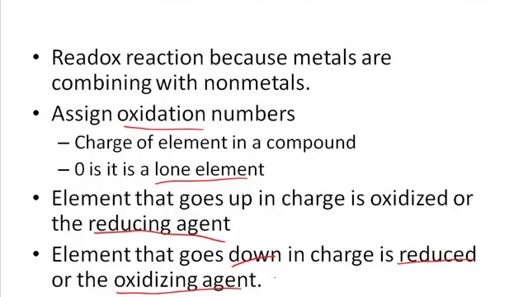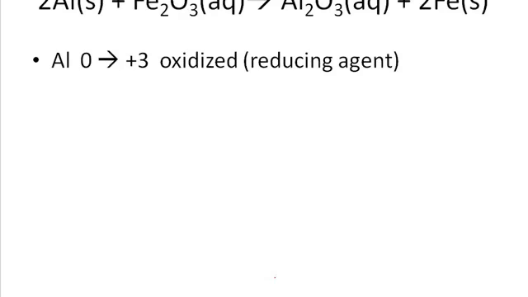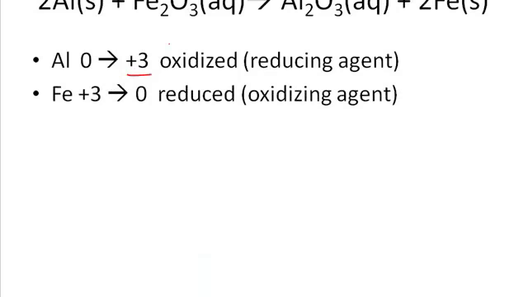and I see what happened. Well, taking a look here, aluminum went from 0 to plus 3. So since it went up in charge, it's the one being oxidized. Therefore, it's losing electrons, which is the reason why it's a plus 3 charge, and it's the reducing agent. Iron went from plus 3 to 0. And since it went down in charge, that's the one being reduced, and therefore that's the one being the oxidizing agent.